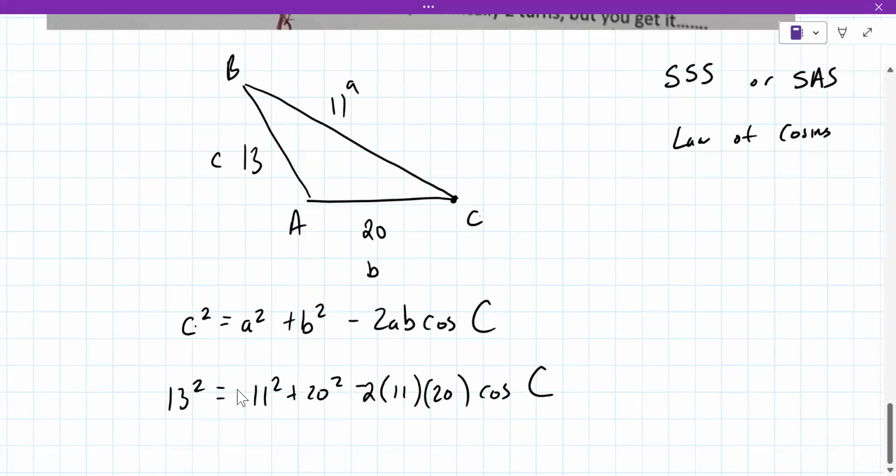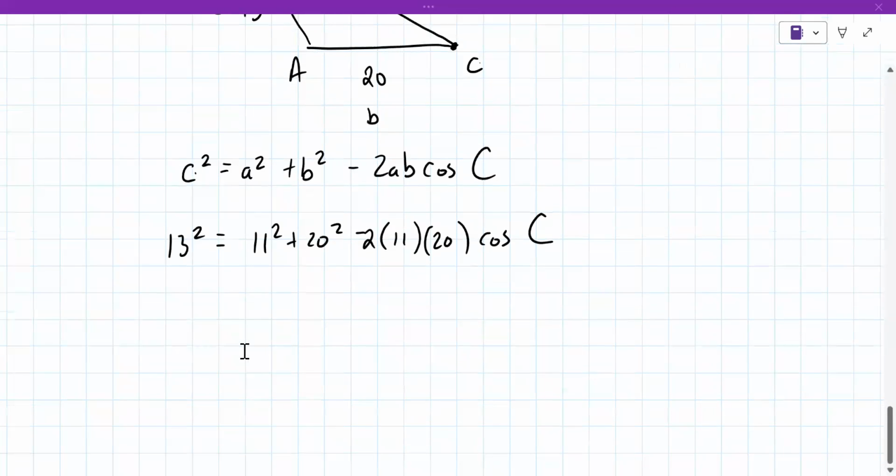So how comfortable are you at this point to solve for the angle? Do you feel like you can solve this for angle C, or do you feel like you need a few more steps here of the work?